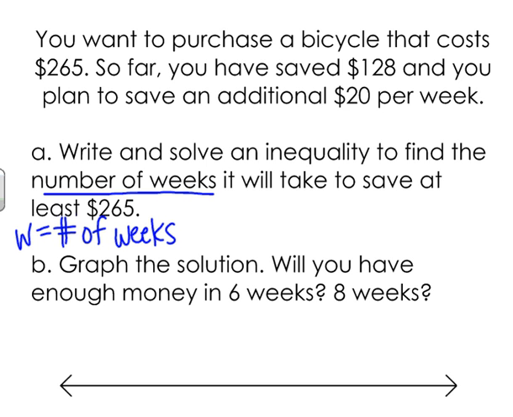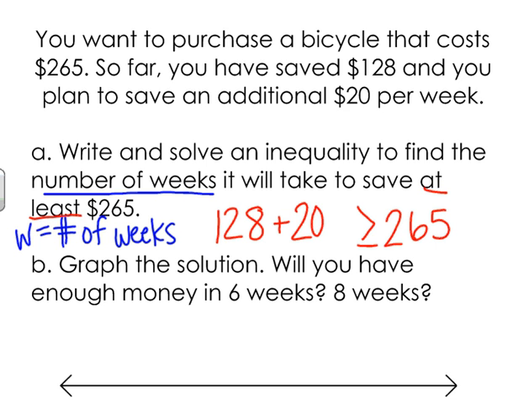Okay, the other piece is we have to get at least $265. So the at least part, we could have more than $265, but we have to have a minimum of $265. So whatever we save has to be greater than or equal to 265. You had $128 to start, and you're going to add in an additional $20 per week. So there's your inequality set up. Now you need to solve it.